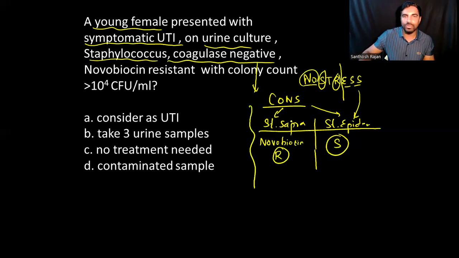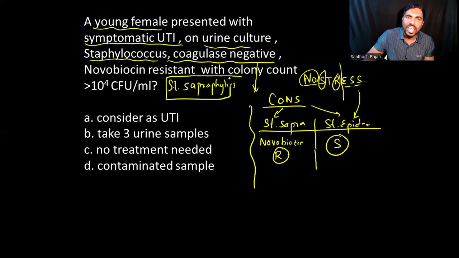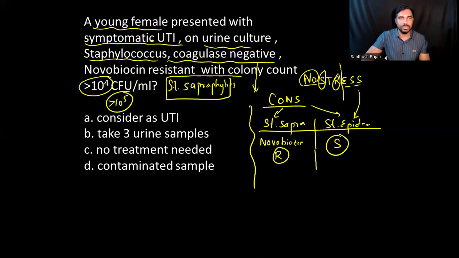Now we found the answer is Staphylococcus saprophyticus. But it doesn't matter whether it is saprophyticus or epidermidis or anything. You know why? In urine, if any of this infection, Staphylococcus, gram-positive comes, you have to treat it. You will consider it a UTI only. Here, it's already symptomatic UTI. Usually the colony should be more than 10 to the power 5. But here they've given a clue, she's already symptomatic. So even if there is a single colony of Staphylococcus in a symptomatic patient, you have to treat it. So the answer is please consider this as UTI.